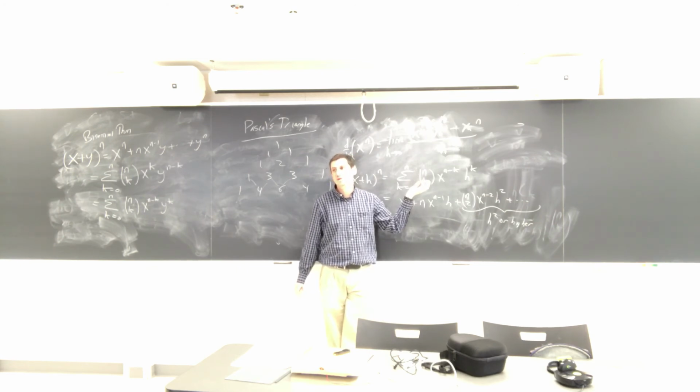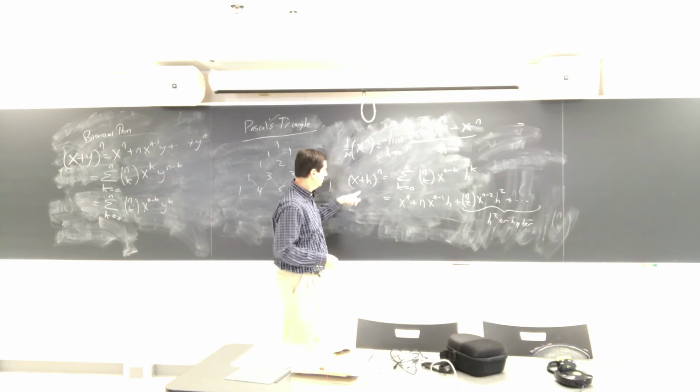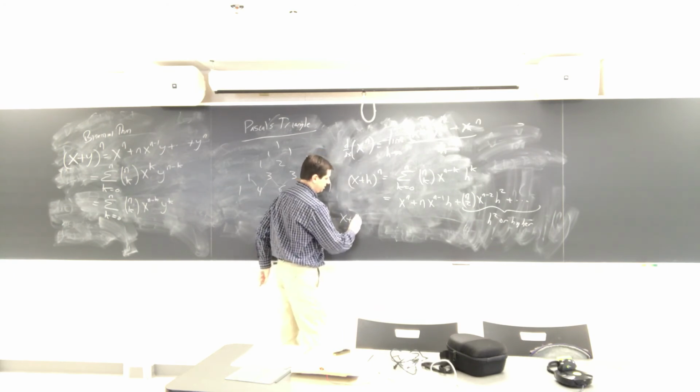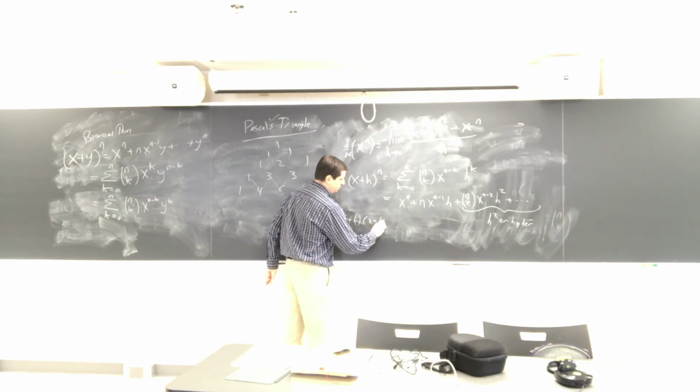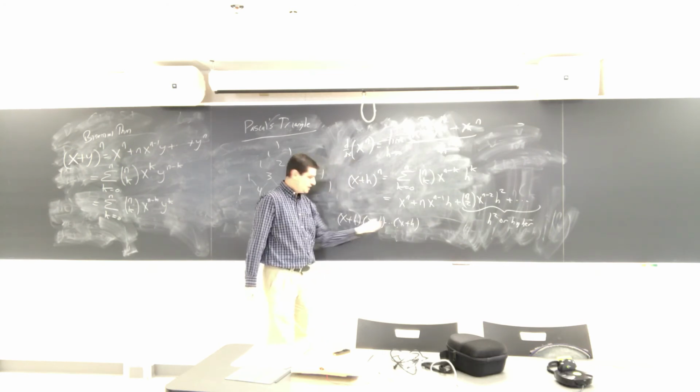I'm expanding out x plus h to the n. The only things I can get is I have some number of x's, I have some number of h's. If you think about what's going on, I have n factors, x plus h, all the way down to x plus h. For each factor, I choose either an x or an h. How many ways can I choose x 5 times? n choose 5. And that will give me the term x to the 5th, h to the n minus 5.